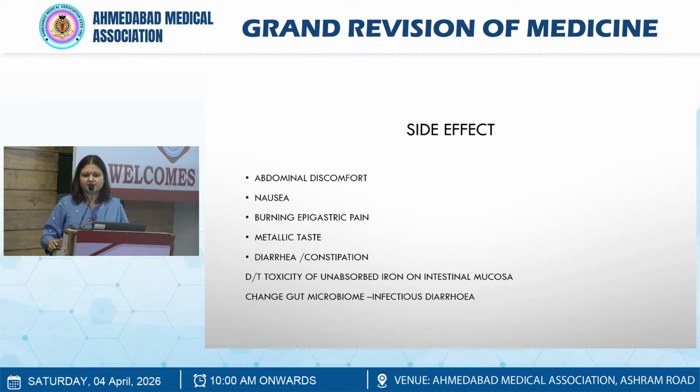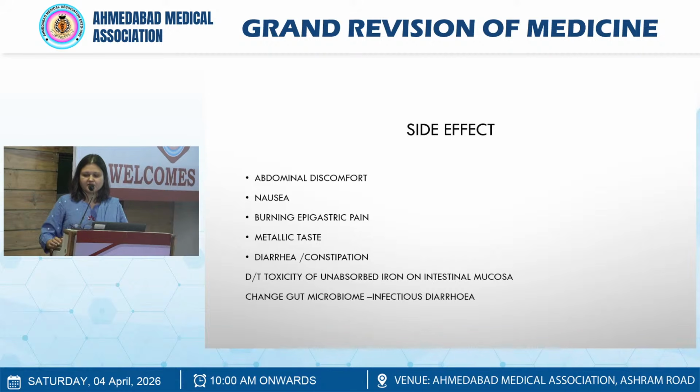Patients may not tolerate oral iron therapy. The side effects are mainly GI side effects: abdominal discomfort, nausea, burning, epigastric pain, metallic taste, diarrhea, constipation. Why? Because of toxicity of unabsorbed iron on intestinal mucosa. That is why GI side effects are more common with oral iron therapy.